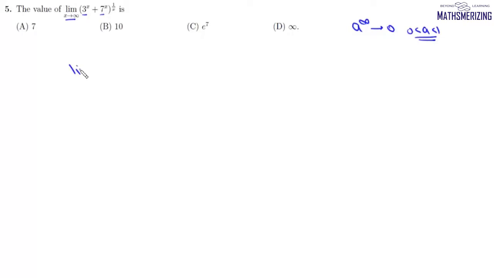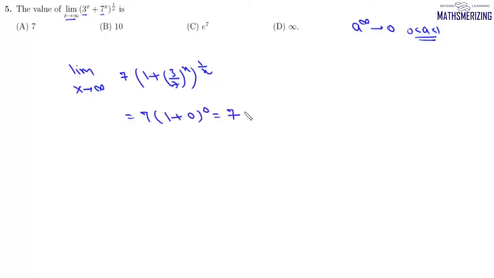So we can write this as the limit as x tends to infinity of 7 times (1 plus 3 by 7 to the power x) whole to the power 1 by x. Now we'll put the limit as x tends to infinity, it will be 7 and then 1 plus 0, to the power 0, which is nothing but 7, and that's your option A.